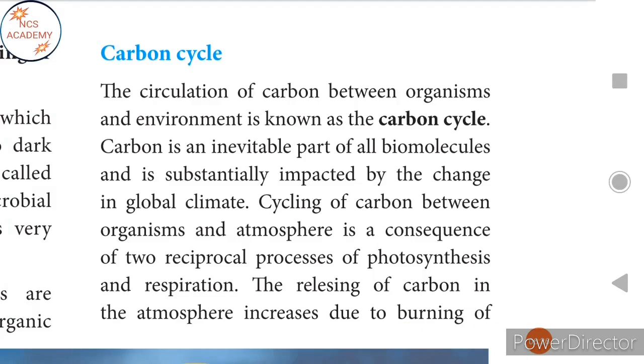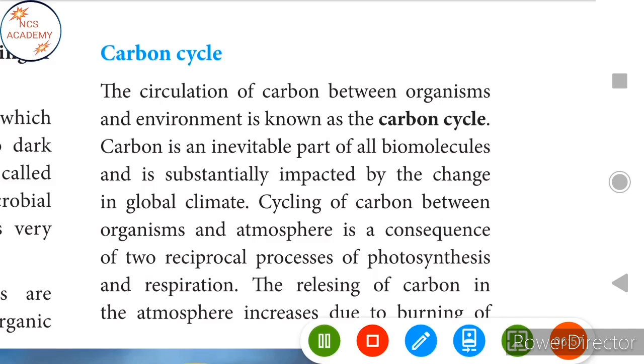Define carbon cycle. The circulation of carbon between organisms and the environment is known as the carbon cycle. Usually carbon is an inevitable part of all biomolecules, and it is substantially impacted by the change in global climate. The cycling of carbon between the organisms and the atmosphere is a consequence of two reciprocal processes, namely photosynthesis and respiration, during which carbon is released into the atmosphere.